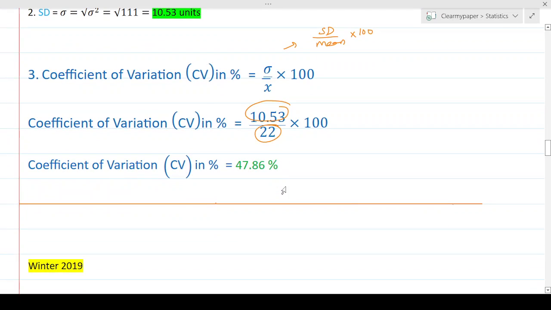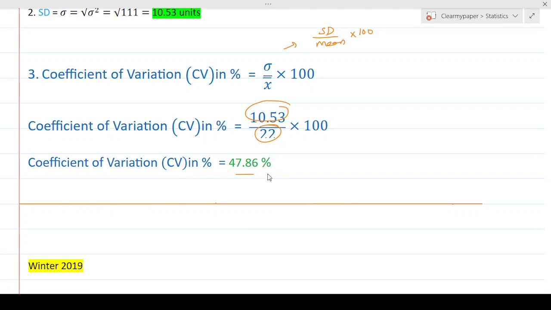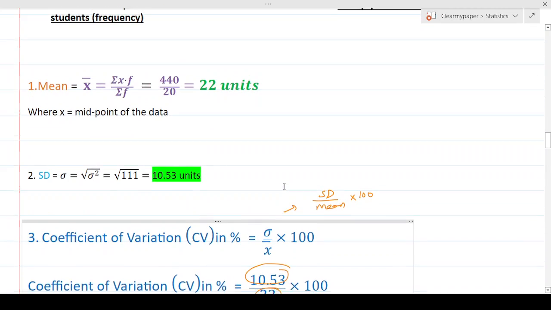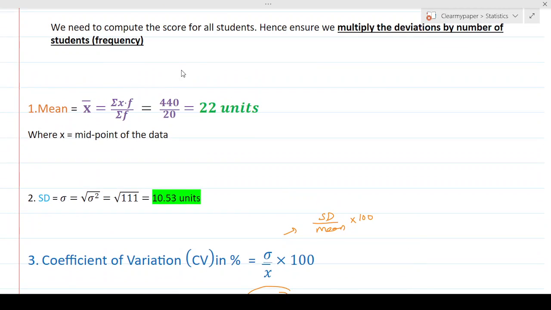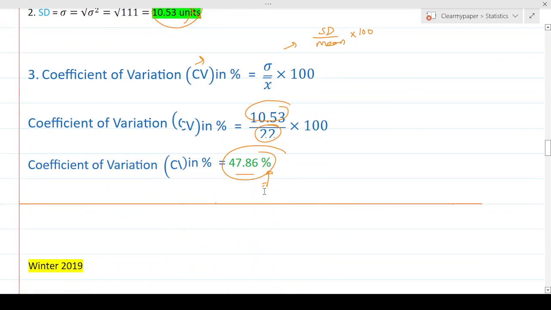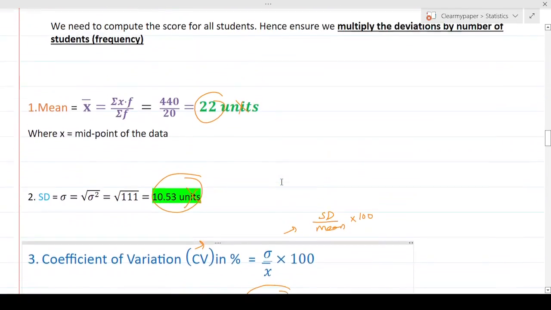And the net percentage for CV is going to be 47.86%. It's a percentage, do not forget that. And that's how we solve this problem, where we have found the mean. The first is 22 units, because it will have some units. SD is again 10.53 units, and CV will not have units because it's a ratio of two units. They get cancelled. This and this gets cancelled. So no units. And since we multiply by 100, we are going to express that in terms of percentage.